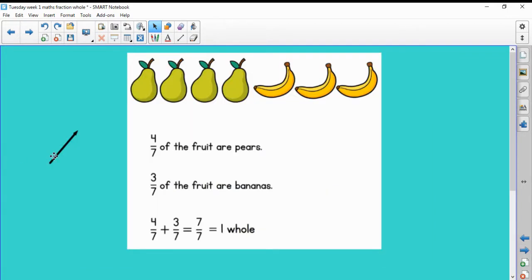Here we have some fruit. There are 7 pieces of fruit. 4 of the pieces are pears. 4 out of 7 of the fruit are pears. 4/7 of the fruit are pears. Bananas are 3. 3 bananas in the group of 7 fruits. 3/7 of the fruit are bananas. 4/7 add 3/7 equals 7/7, which equals 1 whole.